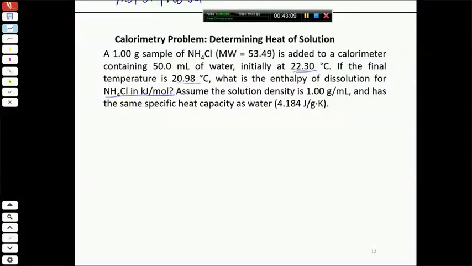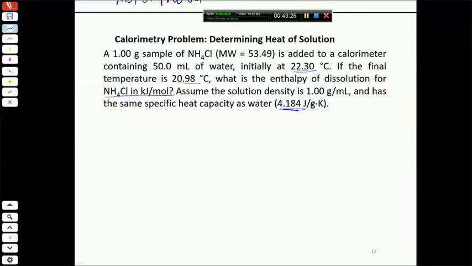And we're going to make some assumptions that the density is still 1 gram per milliliter and has the same specific heat capacity as water. All right, so even though we're dissolving a substance into water, we're still going to use the same value for heat capacity, which is a good approximation. We don't have to measure a separate heat capacity for that solution.